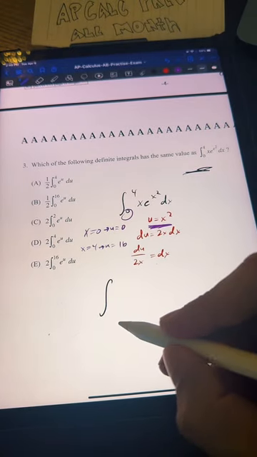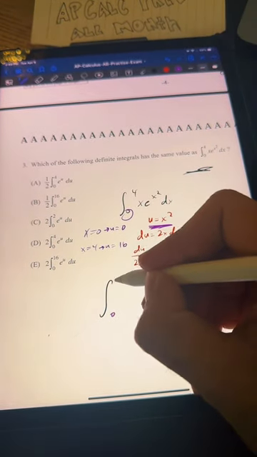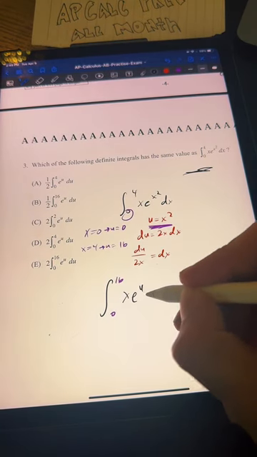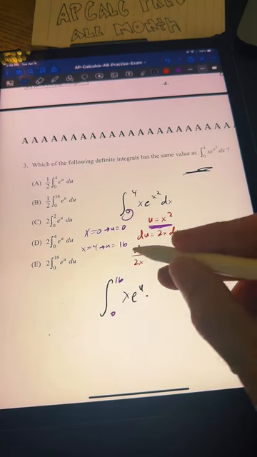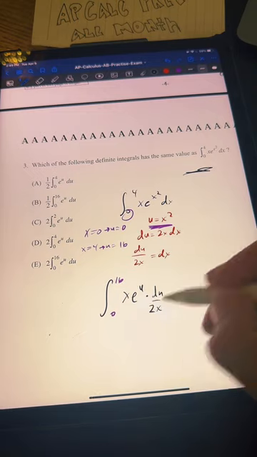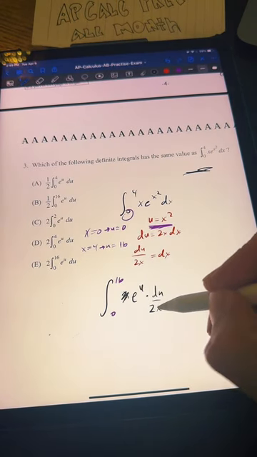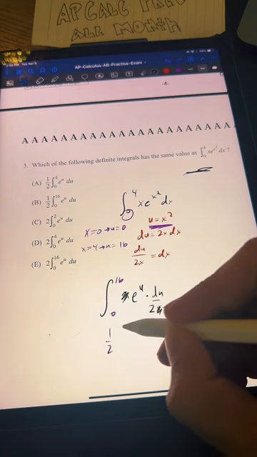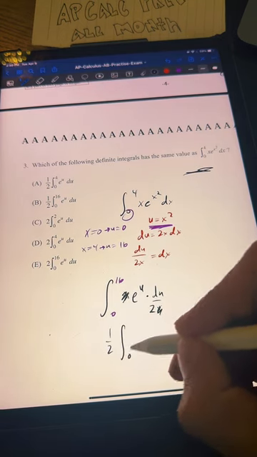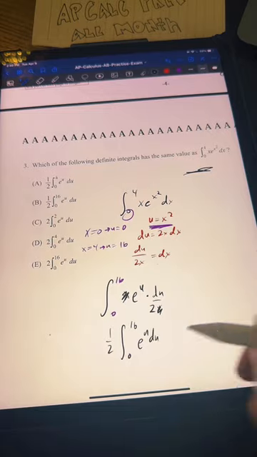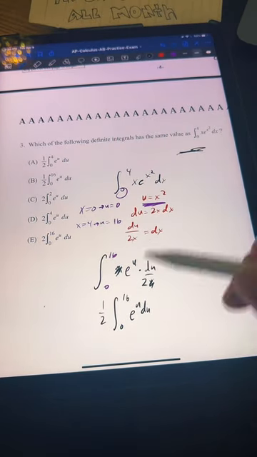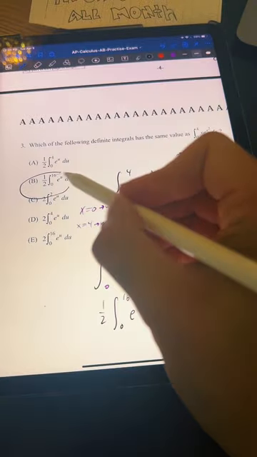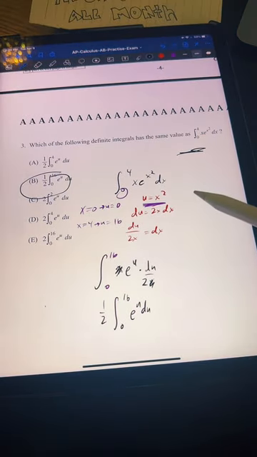And so now we can go ahead and write our correct parameters. We have 0 to 16. And then now we have x e to the u times our dx, which now becomes du over 2x. And of course, the x's cancel out. That's the whole reason why we wanted to do u substitution. So we have 1 half from 0 to 16, e to the u du. And there you go. And if you look at these options, honestly, when you find your parameters 0 to 16, you already knew that was going to be the answer B.